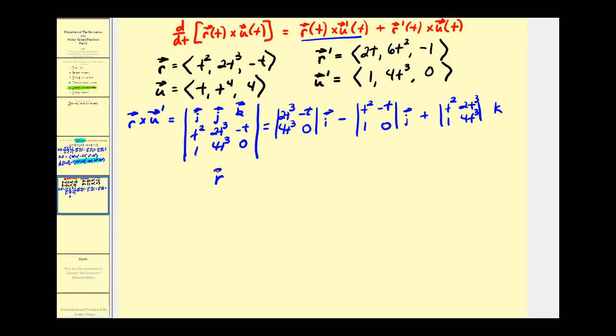Let's go ahead and write this in component form. So we'll have 0 minus negative 4t to the fourth, it'll be positive 4t to the fourth. Here we'll have 0 minus negative t. It'll become positive t, but we are subtracting it, so it'll be negative t. Then here we'll have 4t to the fifth minus 2t to the third.